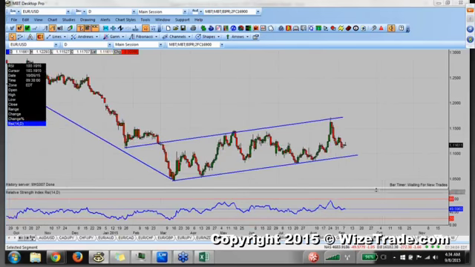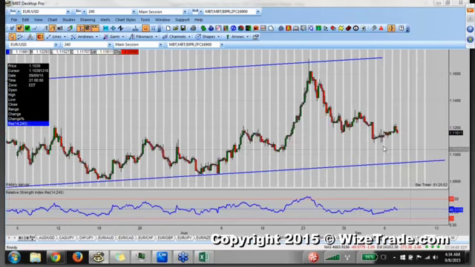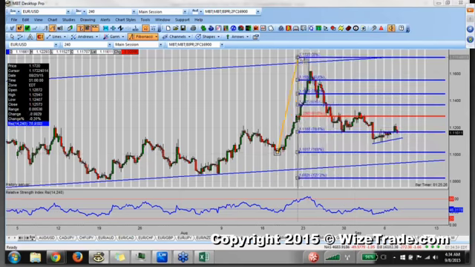Now, obviously we're sitting here trying to figure out what the hell we're going to do from here. And I think ahead of this FOMC meeting, it's a little dangerous to just start running out shorting the euro right now. But at the same time, do you really want to be on the long side? I don't know how comfortable I am being on the long side of the euro just yet.